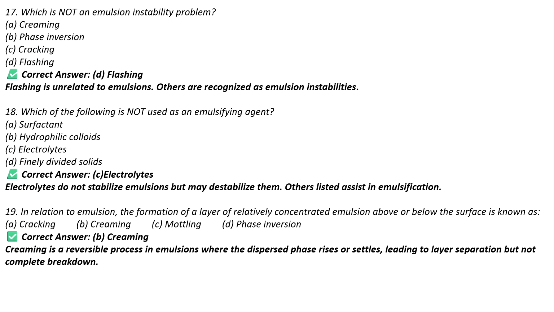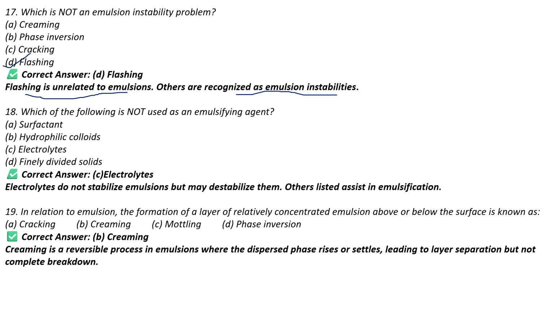Moving on to the next question. Which is not an emulsion instability problem? Out of the given 4 options, which of these is not an emulsion instability problem? Options are creaming, phase inversion, cracking, flashing. Flashing is basically unrelated to emulsion, while the others, that is creaming, phase inversion, cracking, are recognized as emulsion instabilities. So we can say option D, that is flashing, is not an emulsion instability problem among the 4 given options.